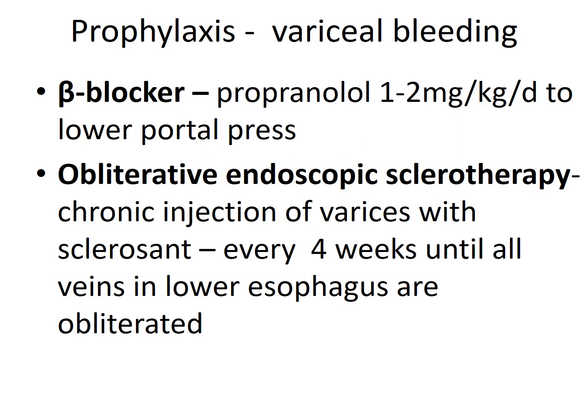In portal hypertension, you need to give prophylaxis treatment. Medical or pharmacological prophylaxis is given with a beta blocker. We usually use propranolol at a dose of 1 to 2 milligrams per kg per day to lower the portal pressure. Another option is obliterative endoscopic sclerotherapy. This sclerotherapy is done every 4 weeks until all the veins in the lower esophagus are obliterated. You inject the sclerosant into the varices.